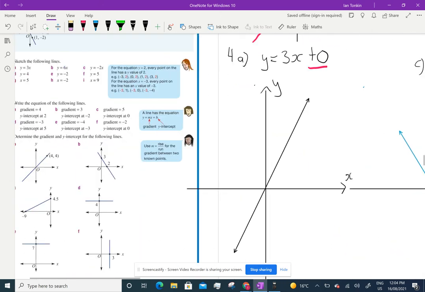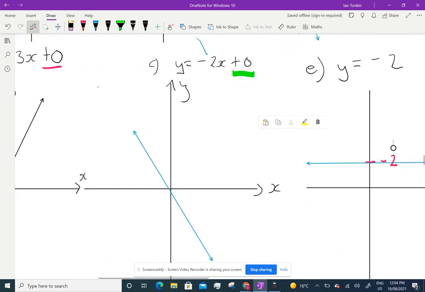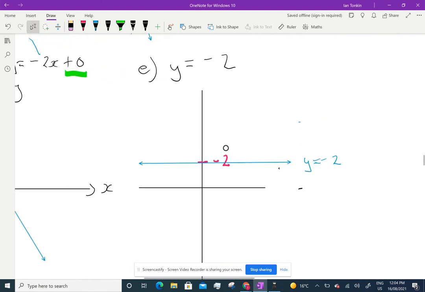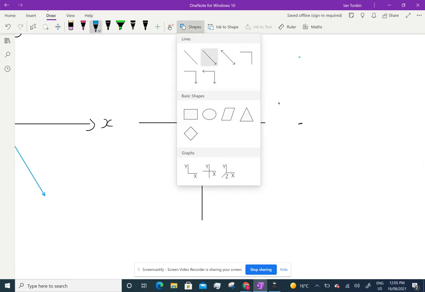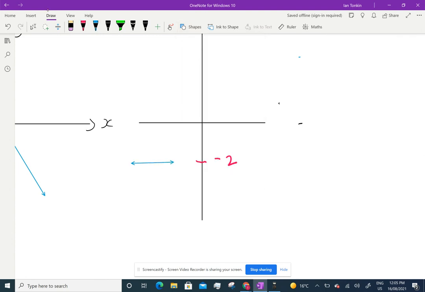If I do G, x equals 5. Oh, hold on. Mr. Tonkin, you've put that at +2. Yes, you're right. Don't fall for that trap. -2 is down here. Maybe I should have drawn the line first. And there it is. There's y equals -2.